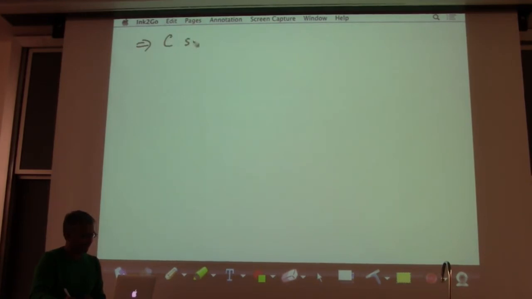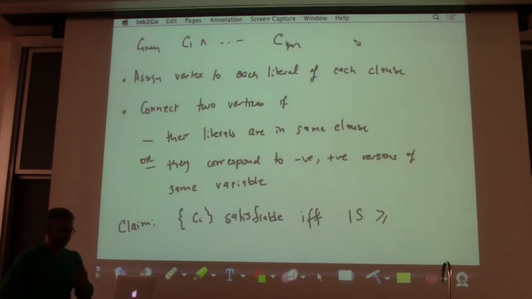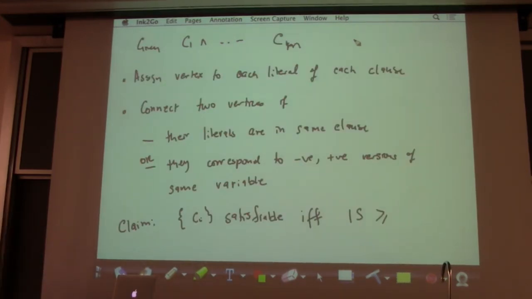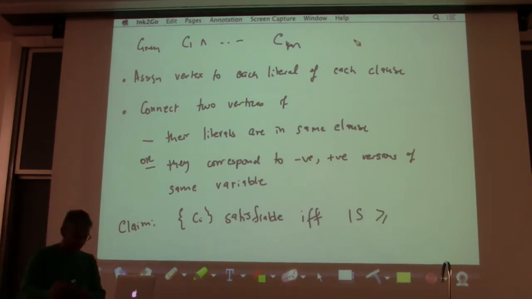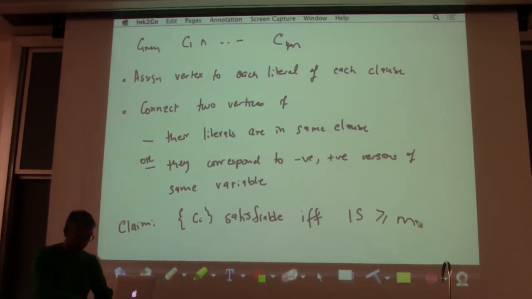Okay. So let's do it this way. C satisfiable implies the independent set has size greater than or equal to m. Okay, now let's go back. So this is a reduction. What we wanted to prove is that if the set of clauses was indeed satisfiable, then you can compute an independent set of size at least m. And maybe we should go back even one more just to look at the picture.